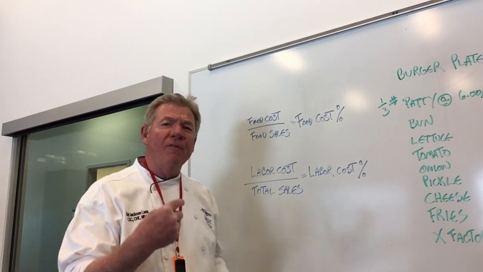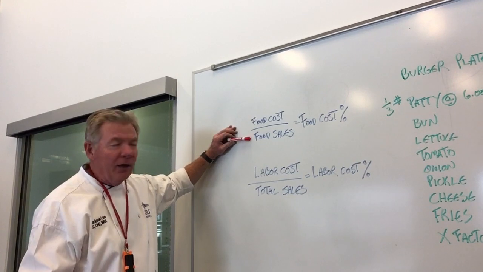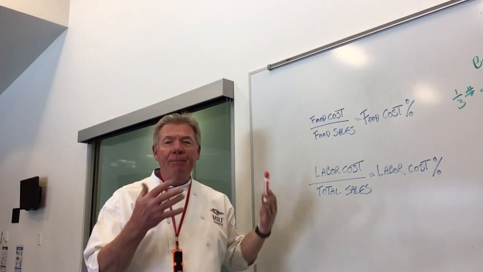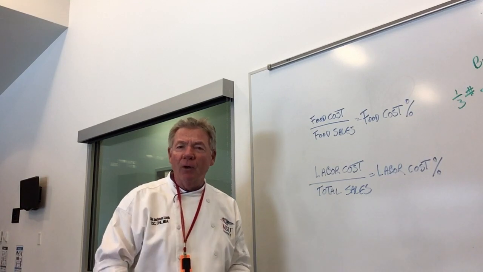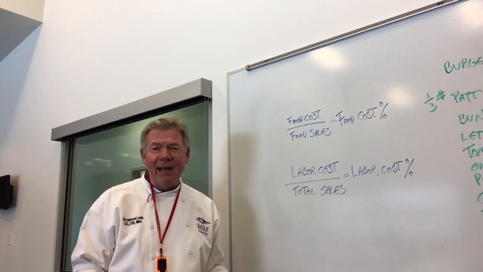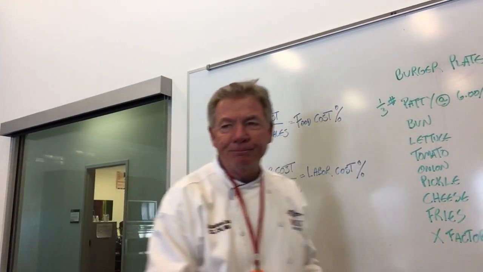Let's just review this one formula one more time. Food cost over food sales equals food cost percentage. That's the big picture. But for the ProStartville competition, you're going to have to take an item and break it down, one item on the menu. Let's come over here and check this out.